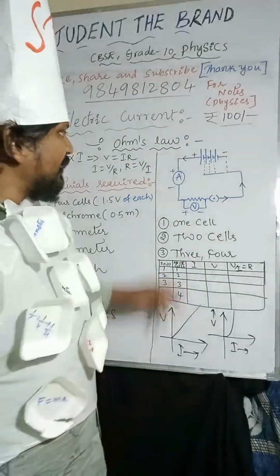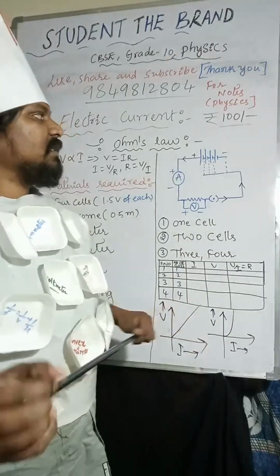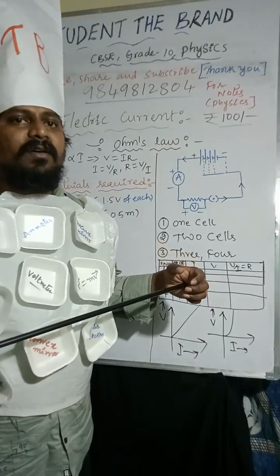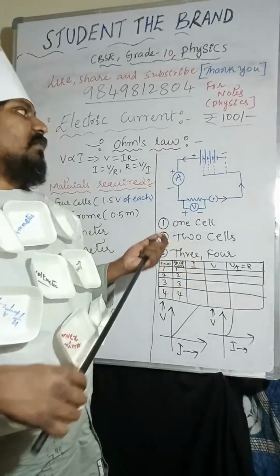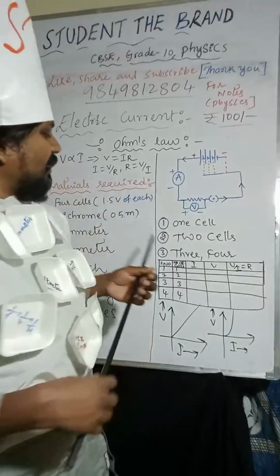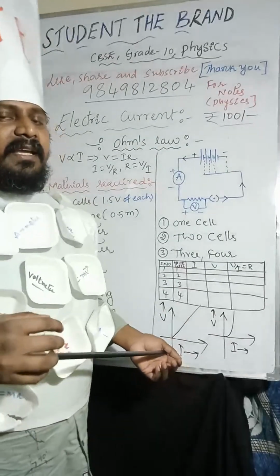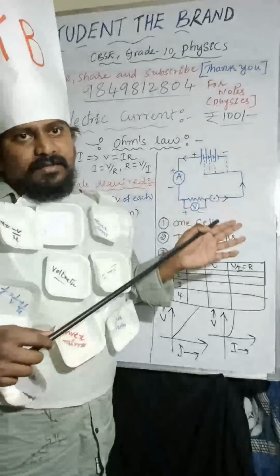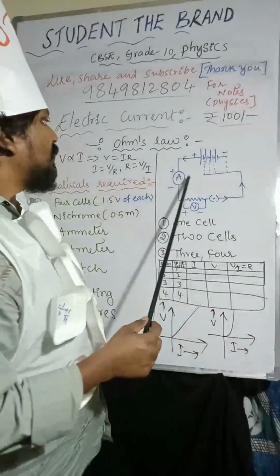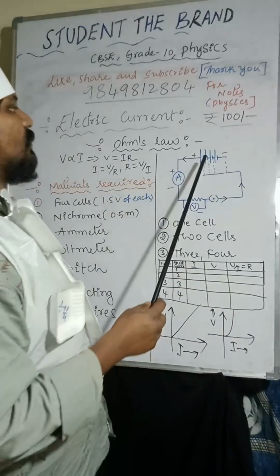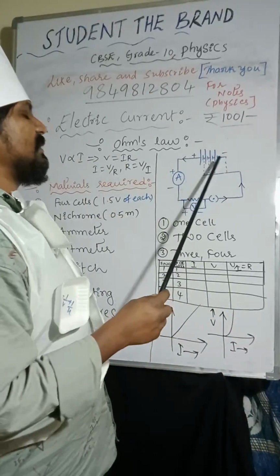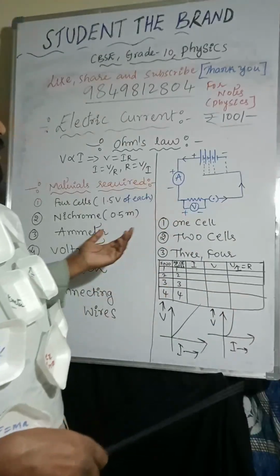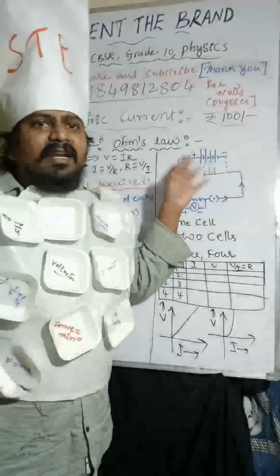There is one question related to this. They will ask you to draw the circuit diagram to show that V is directly proportional to I and the VI graph is linear. So you have to draw the circuit diagram with 1.5 volts, say 4 cells, drawn with dotted lines. Why dotted lines? Because we are connecting the cells one by one.